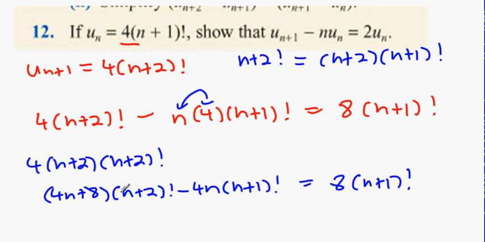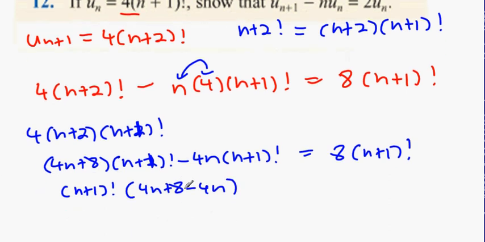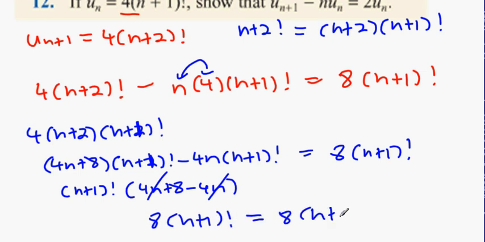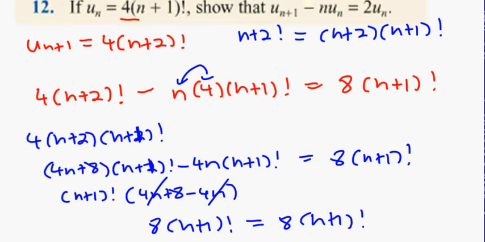So we just have to factorize this out here. Oh sorry, that's n plus 1, by the way, we changed that into n plus 1. If we factorize out (n plus 1) factorial, what we're going to get in the brackets is 4n plus 8 minus 4n, and we can see that the n terms cancel, and we're just going to get 8 times (n plus 1) factorial, which also equals 2u_n. So that's proven. Okay, so that's number 12 done.